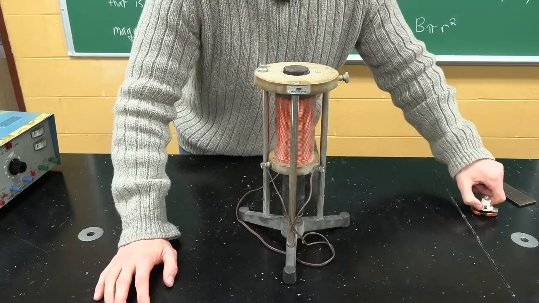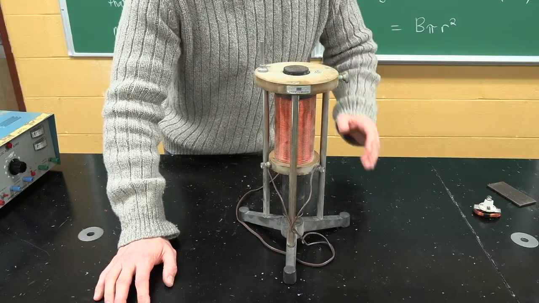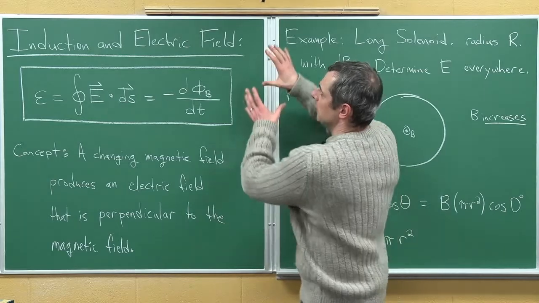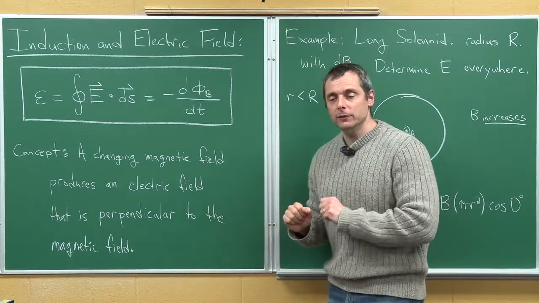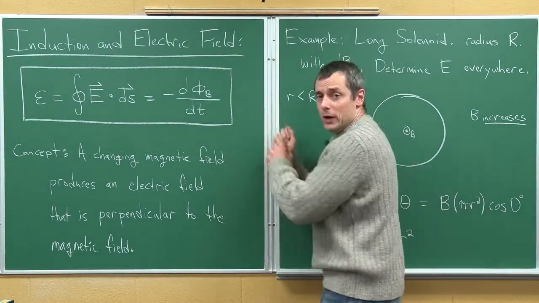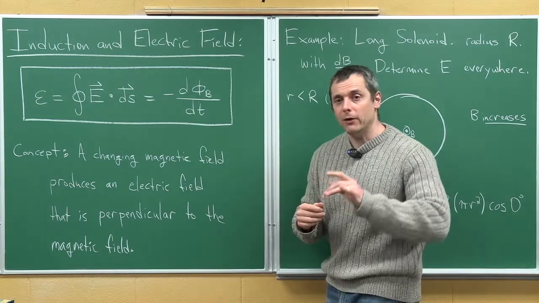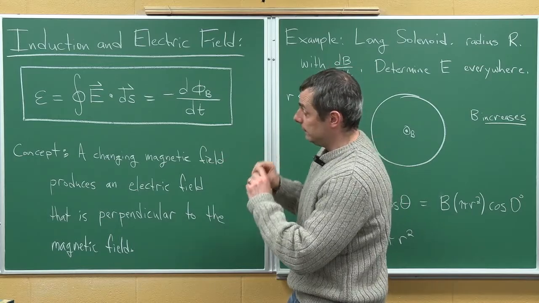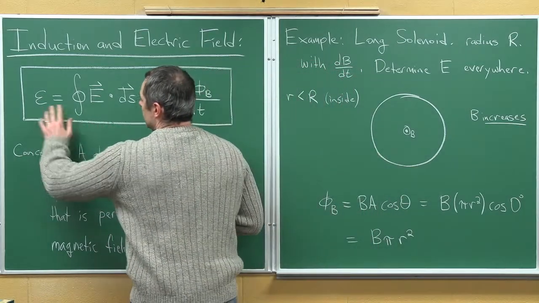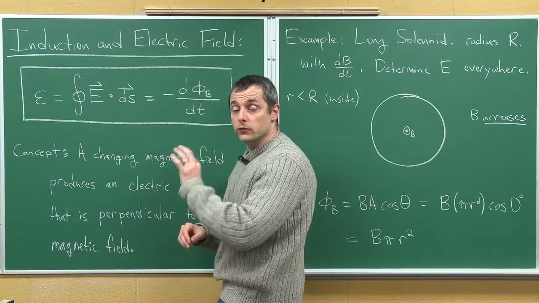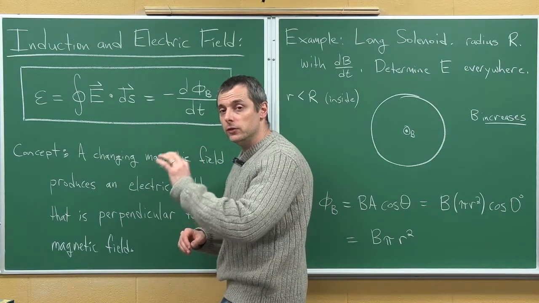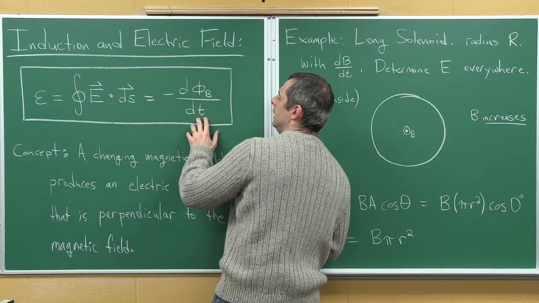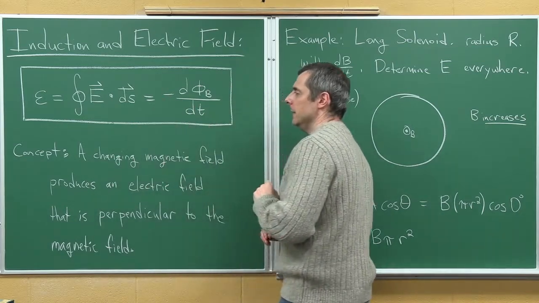So let me reconfigure the camera so that we can summarize on the board. Today's notes are titled Induction and Electric Field. Now here's the main equation that says what I talked about in the demonstration. And you may recognize Faraday's law within this equation. The EMF, the electromotive force, the voltage produced in a loop is equal to the time rate of change of the magnetic flux, with a minus sign in there.